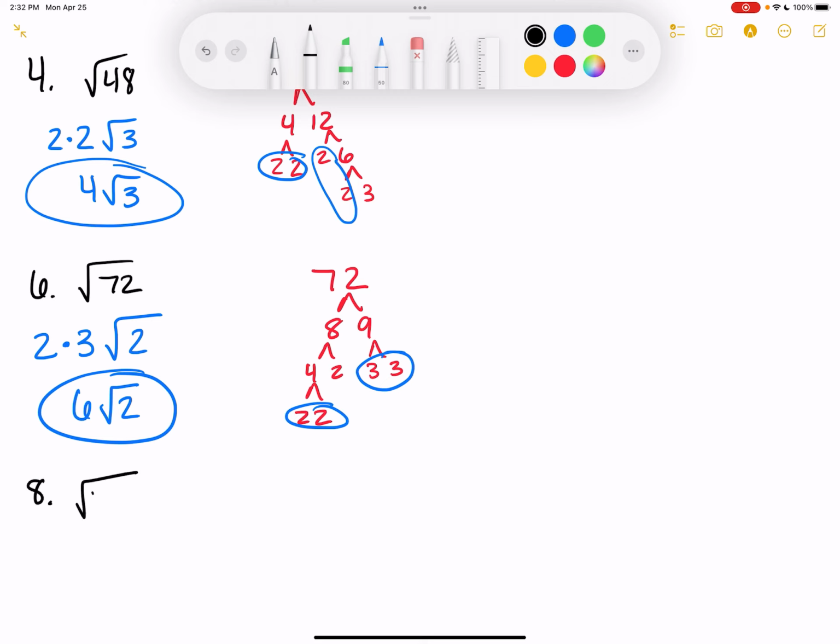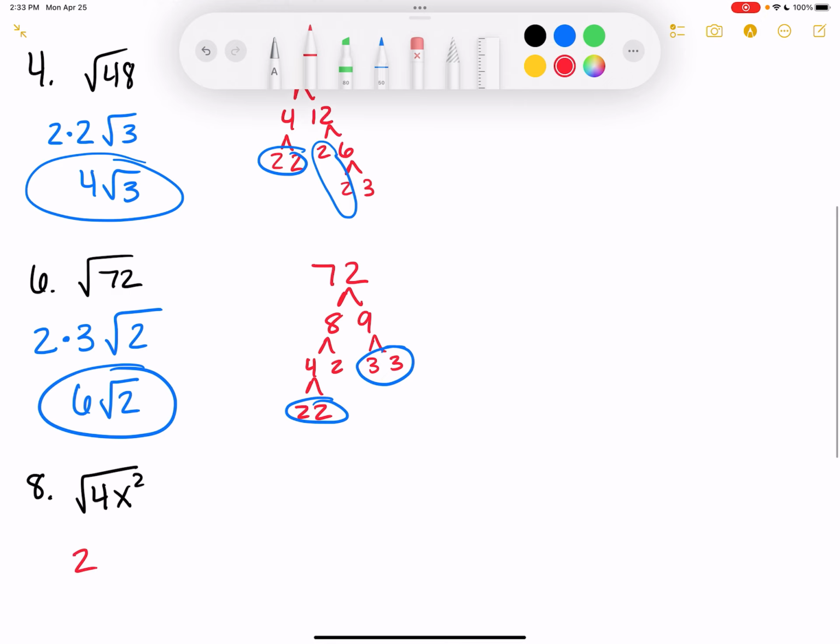All right, number 8 is the square root of 4x squared. Now we're getting some letters inside, but the principle of it is the same. Back up. Is 4 a perfect square? Yeah. What is it a perfect square of? 2. It's a perfect square because 2 times 2 is 4. It has a buddy. There's 2 2s, so I can take that outside.